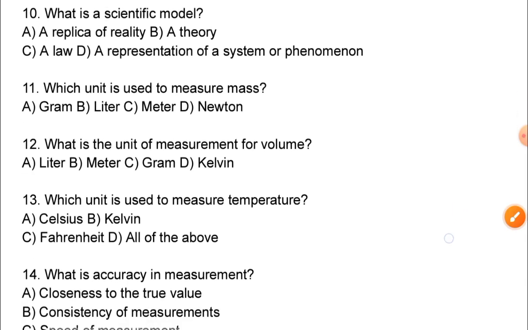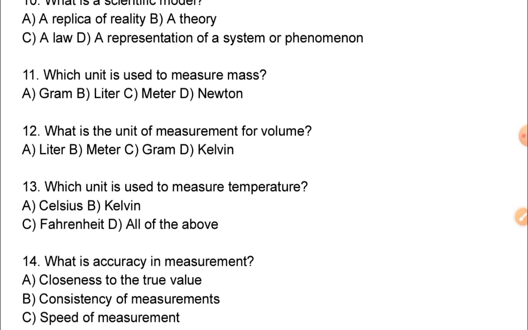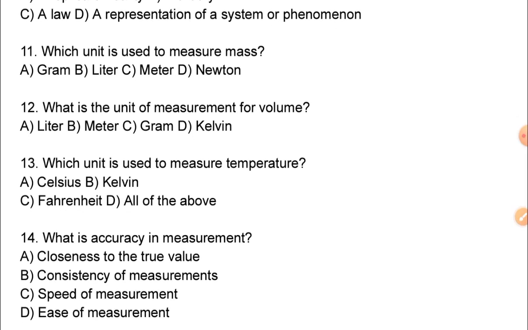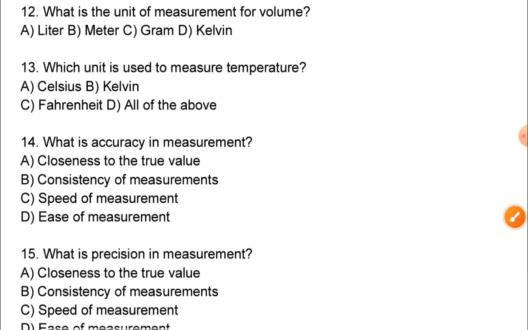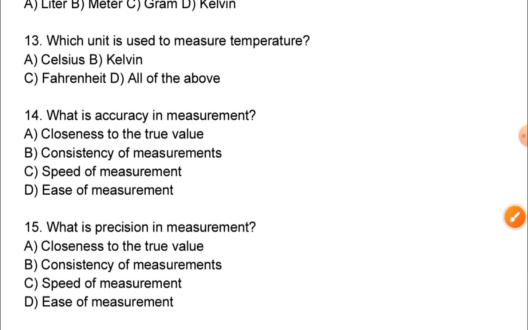14. What is accuracy in measurement? Closeness to the true value, consistency of measurement, speed of measurement, ease of measurement. Okay. So question 14, the answer is closeness to the true value. That's accuracy. Question 15, what is precision in measurement?